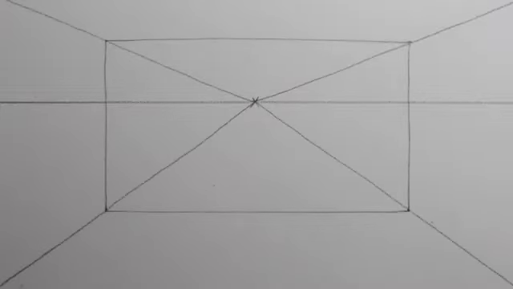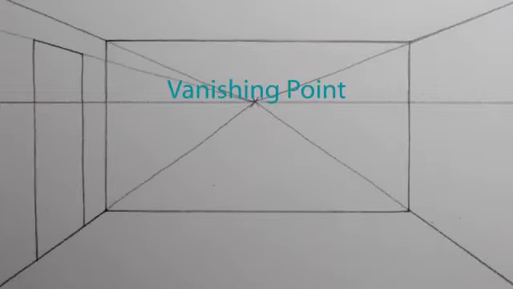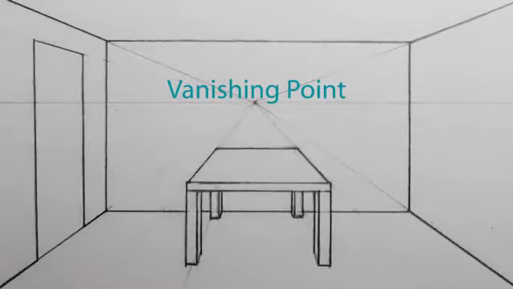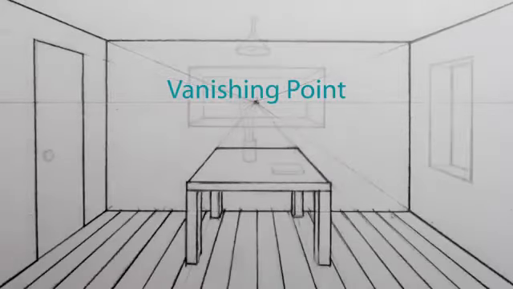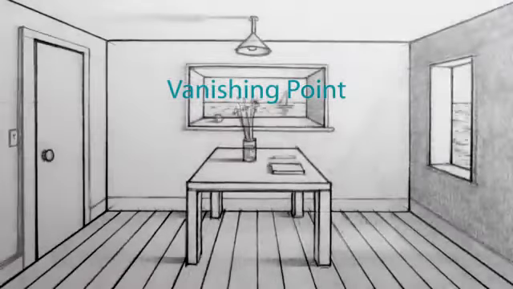In one-point perspective, two parallel lines which are going towards the vanishing point will look like, if they continued, they'd actually meet exactly at the vanishing point, and the vanishing point is always on the horizon line.